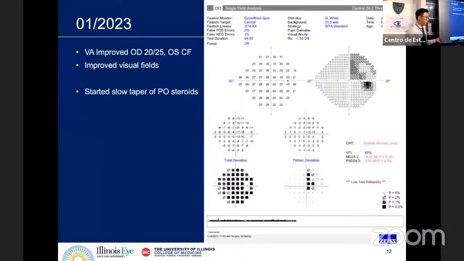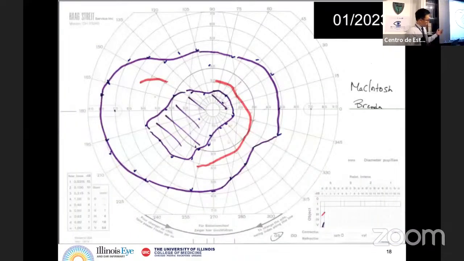So we continued him on the high-dose steroids, and he came back a month later. Vision in the right eye had now improved, 20/25 from 20/40. Left eye remained count fingers. And we saw that there was an improvement in his visual field in the right eye. So at this point, we decided, let's try to taper the steroids down. We don't want him to be on steroids chronically, and he'd already been on it for a little over a month at that point, at 60 milligrams. Got a better field of the left eye.